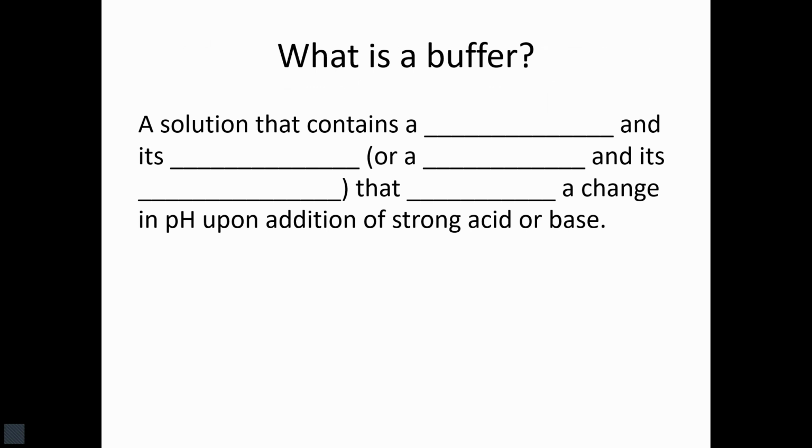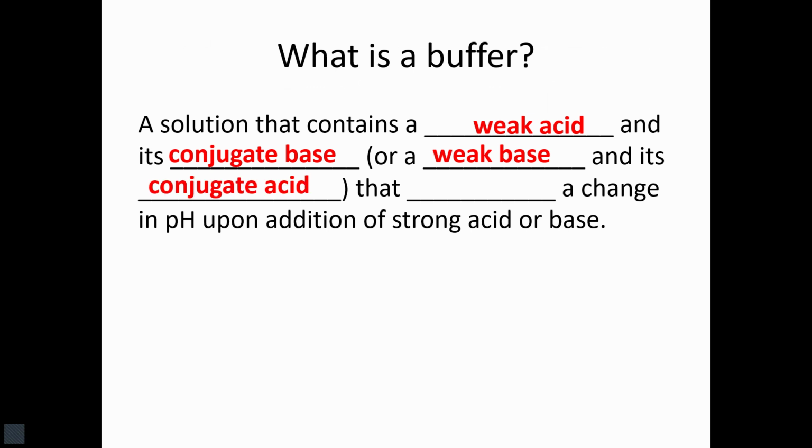So let's review. What is a buffer? A buffer is a solution that contains a weak acid and its conjugate base, which is the acid with the proton removed, or a weak base and its conjugate acid, where the base has gained the proton, and that's called the conjugate acid. And this combination resists a change in pH upon the addition of strong acid or base. So it allows you to control the pH of the solution.